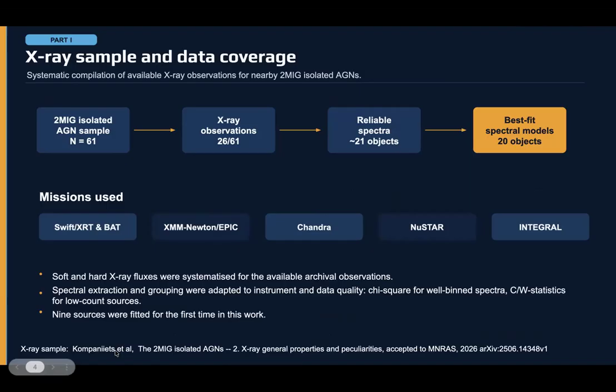As I said previously, we used 20 best-fit spectral models and derived the main properties of isolated AGN in the X-ray band from the spectral fit. I mean the photon index and column density, if it's available, because some of the galaxies in our sample are Compton-thin with very small column density, but some are also Compton-thick AGN with a very high value of the column density.